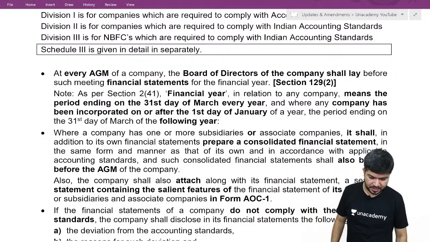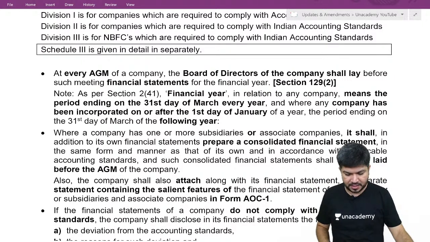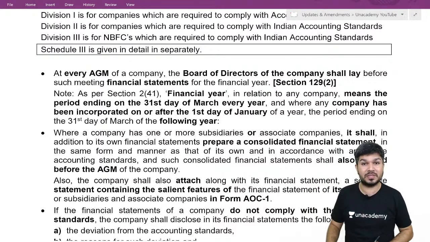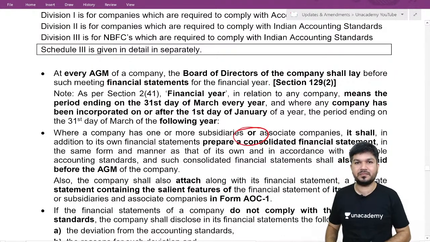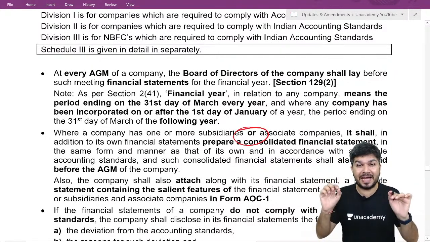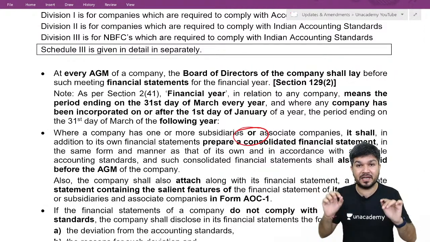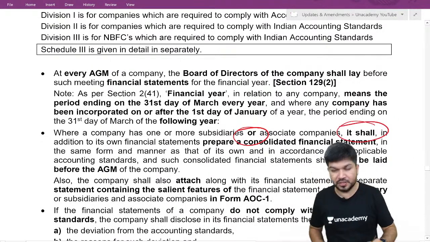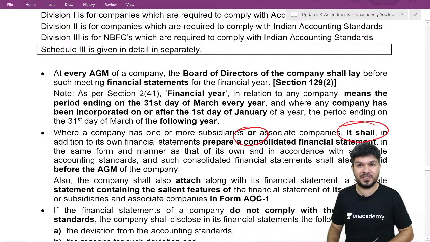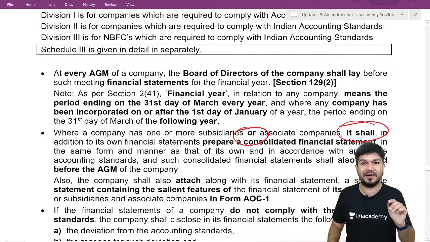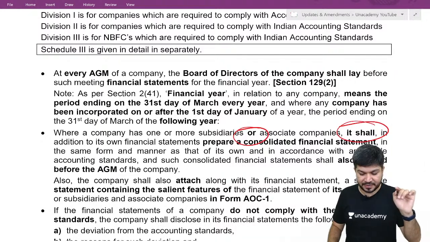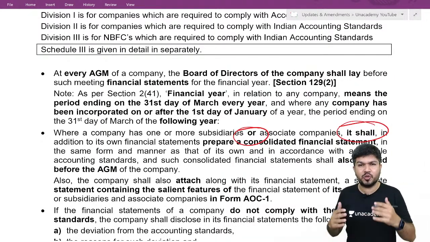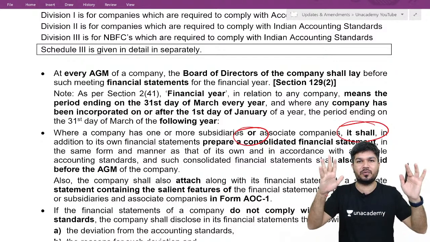Now, if you have one or more subsidiary or associate, sir, I don't have a subsidiary, I have only an associate. Still, you are mandatorily required to prepare a consolidated financial statement. If you have one or more subsidiary or associate, you are mandatorily required to prepare a consolidated financial statement, and that should also be presented to your shareholders.